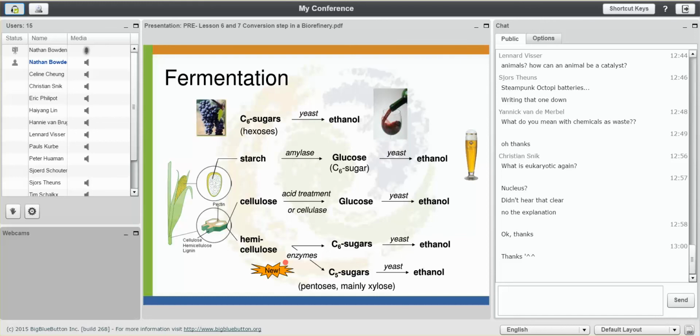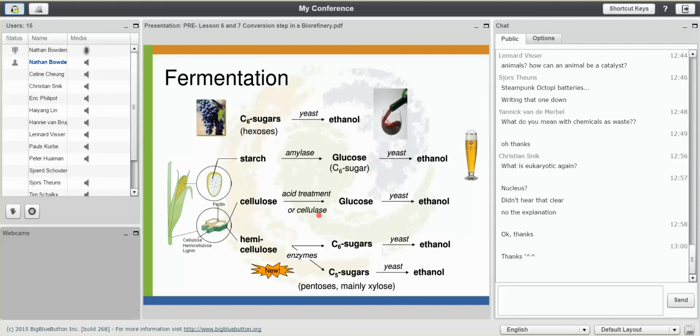So this all goes back. We're rounding this course off, going back to some of the very first parts of the lecture series. If you have a C6 sugar, glucose, that's easy. Just produce ethanol. The sugar is available for the yeast to use. If you have starch, which is mostly amylose, then you need to use what we talked about, an enzyme, amylase, to break it down into glucose. And again, the yeast can change it to ethanol.